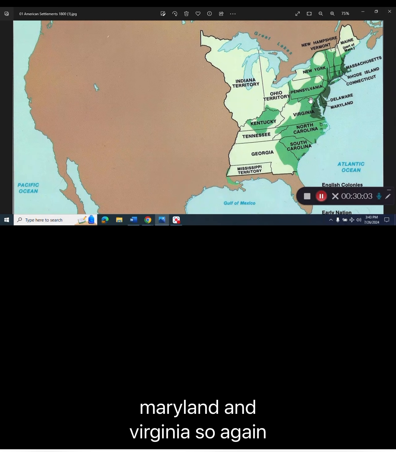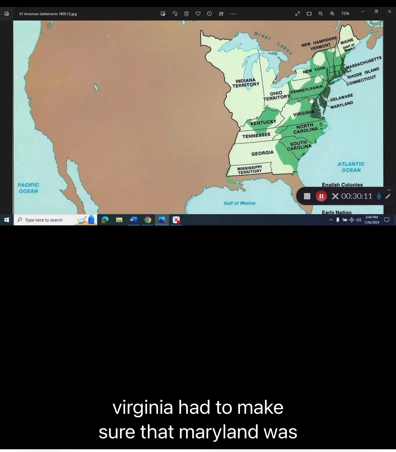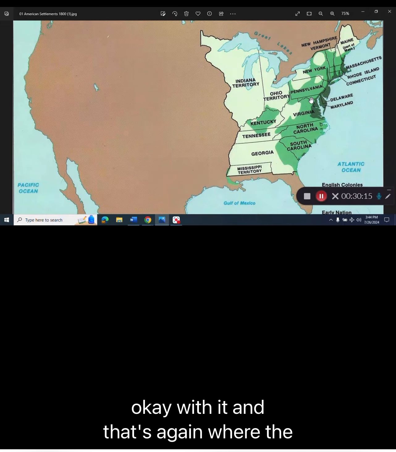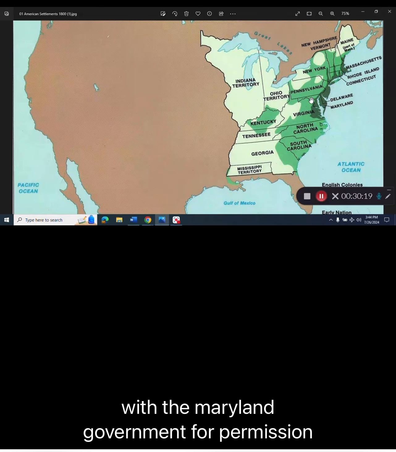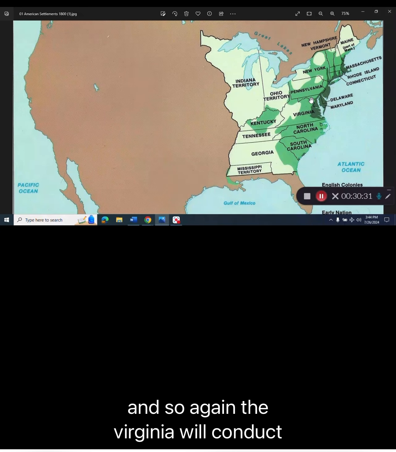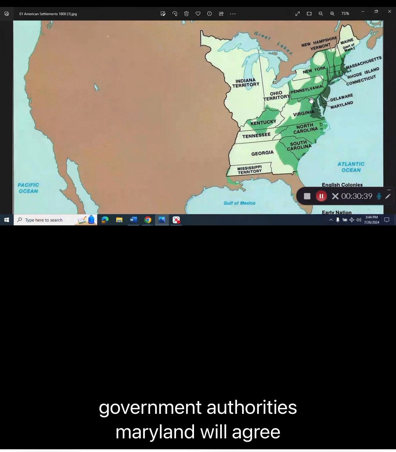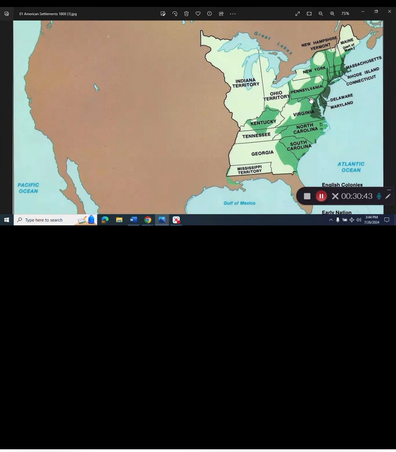Maryland and Virginia. So again, when it came to building the canals, Virginia had to make sure that Maryland was okay with it. And that's where the Virginia government would have to negotiate with the Maryland government for permission for the Potomac Canal Company to build those canals. And so Virginia will conduct a series of meetings with Maryland government authorities. Maryland will agree to the terms and support the whole idea.